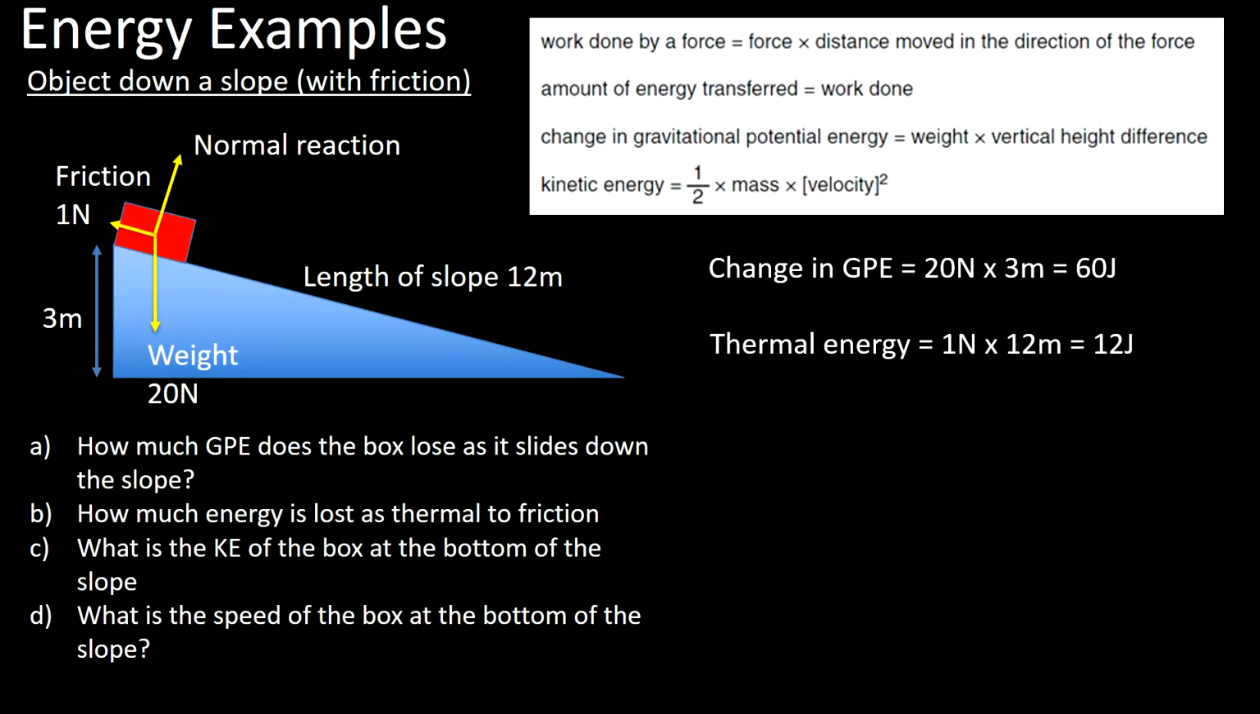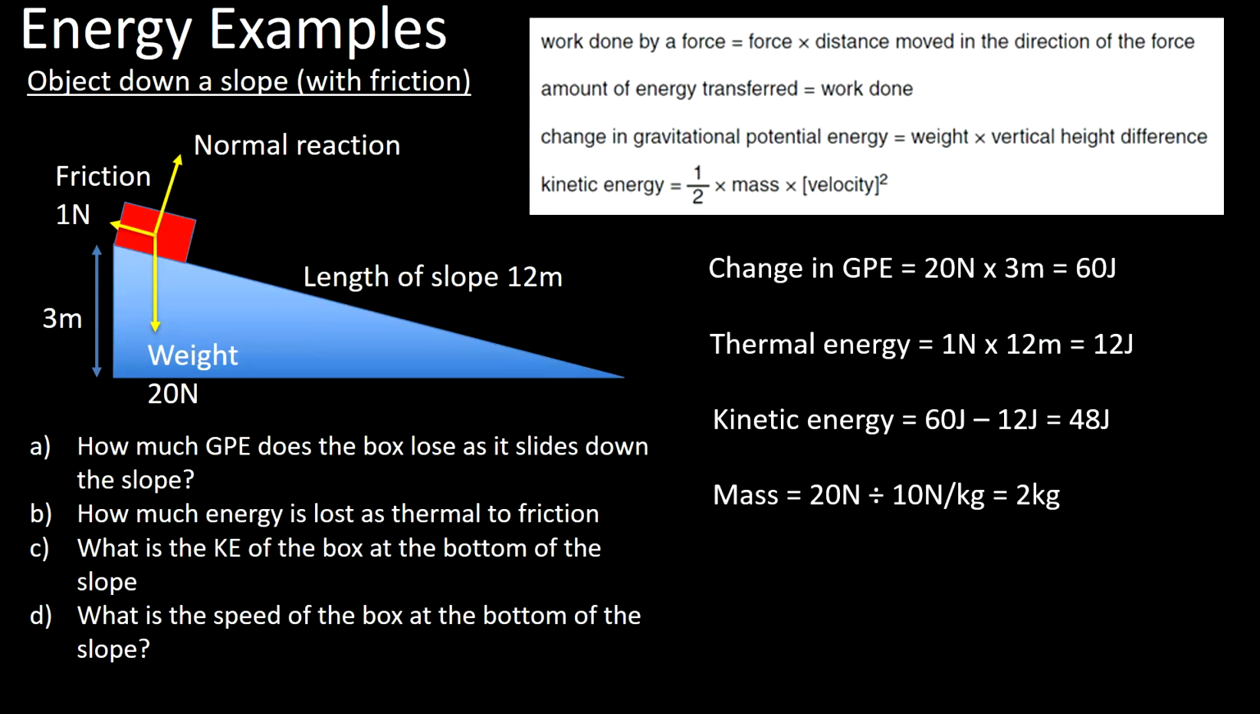So the thermal energy lost now is the 1 newton of frictional force multiplied by the 12 meters that force has moved through, giving us 12 joules. Okay, so that's just a slightly different way to get the thermal energy that you have to be careful of, but then the idea of how much kinetic energy the box has at the bottom is exactly the same as before. We take the gravitational potential energy lost, we remove the dissipated thermal energy, and that leaves us with 48 joules of kinetic energy at the bottom of the slope.